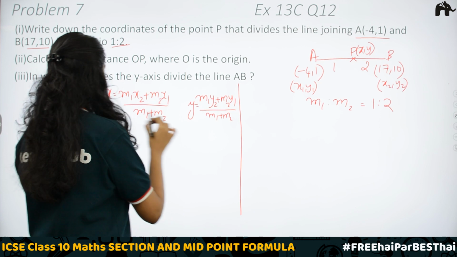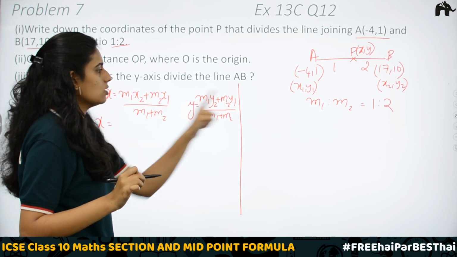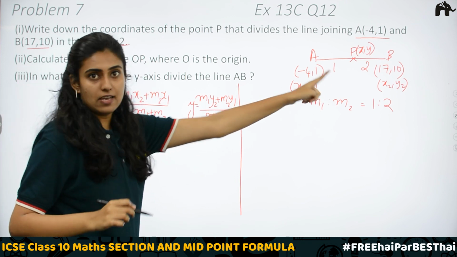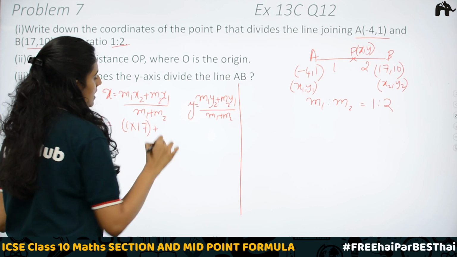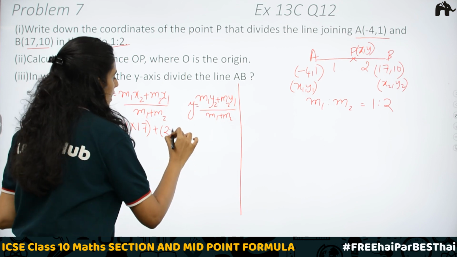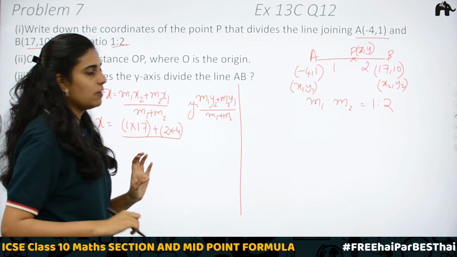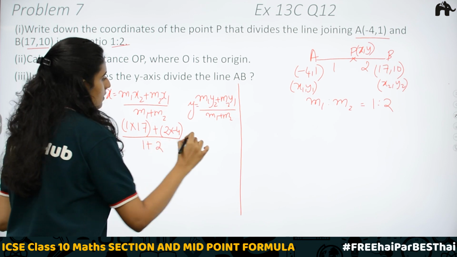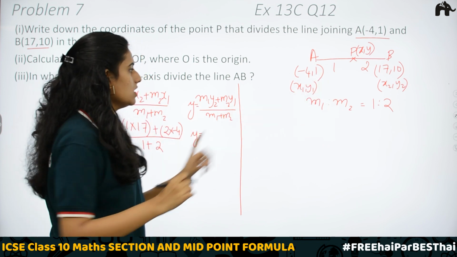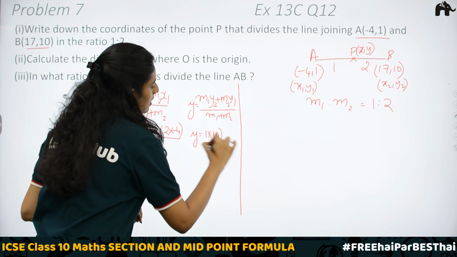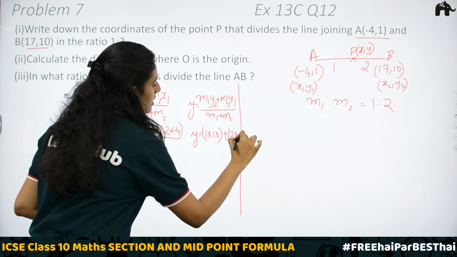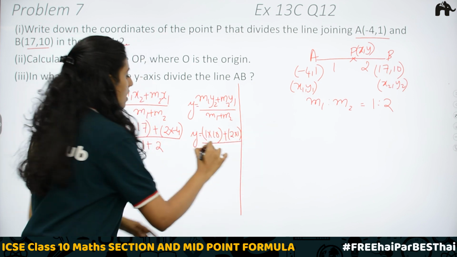Put the values. X is equal to m1 x2. m1 is equal to 1 into x2 is equal to 17, plus m2 x1. m2 is 2 and x1 is equal to minus 4. 2 into minus 4 divided by m1 plus m2, that is 1 plus 2. And y is equal to m1 y2. m1 is 1 and y2 is 10. 1 into 10 plus m2 y1, 2 into 1, divided by m1 plus m2, again 1 plus 2.